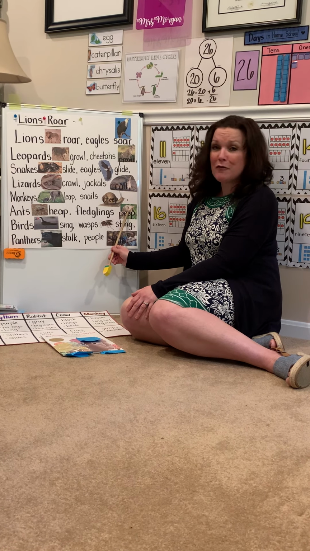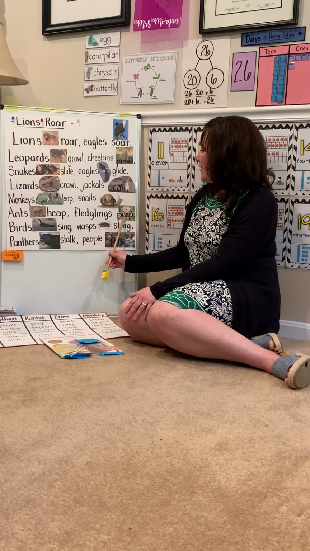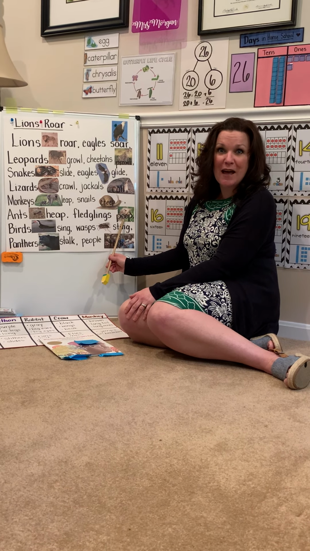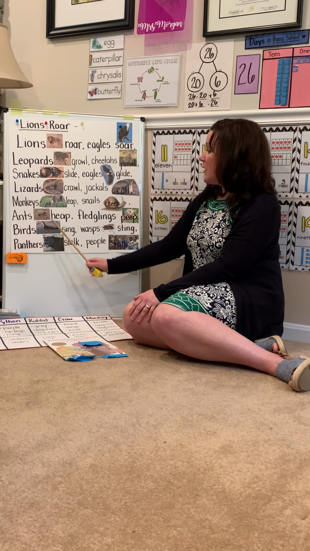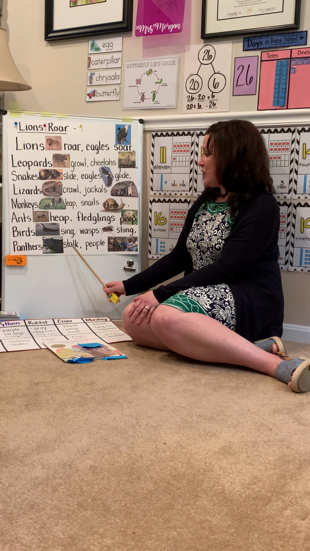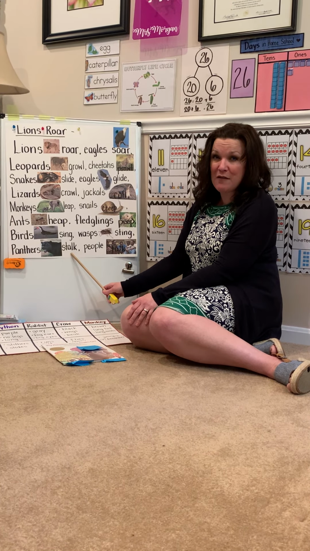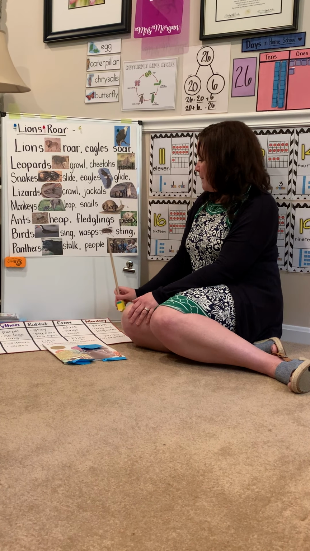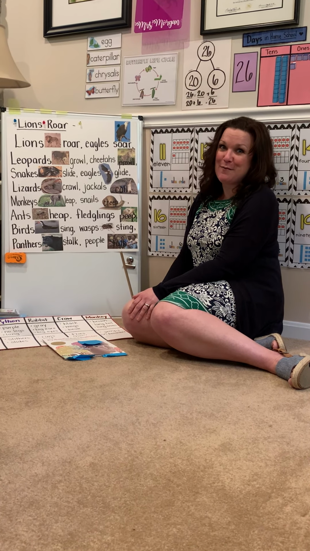Fledglings peep. Remember, fledgling is a baby bird. They beep, beep, beep, beep, beep, or make that baby bird sound. Birds sing, wasps sting, panthers stalk. That means they go after their prey. And people talk. I think you know what that means.